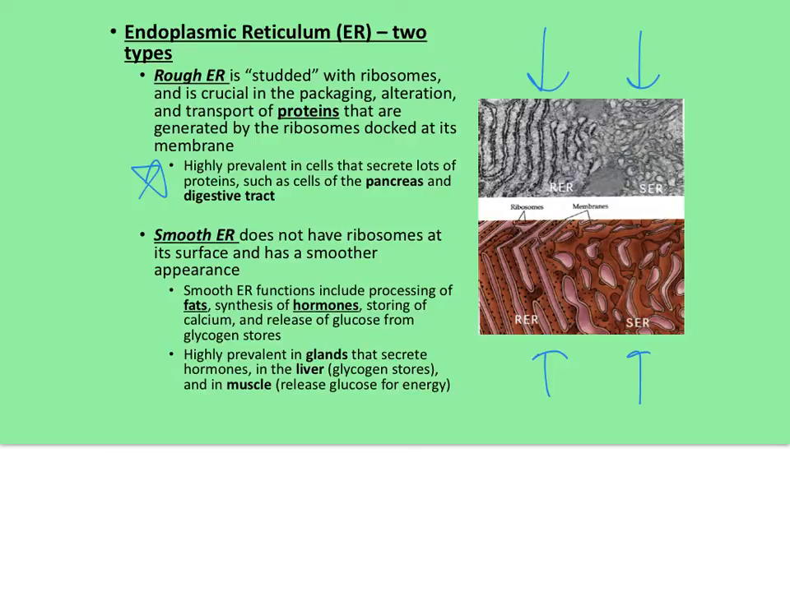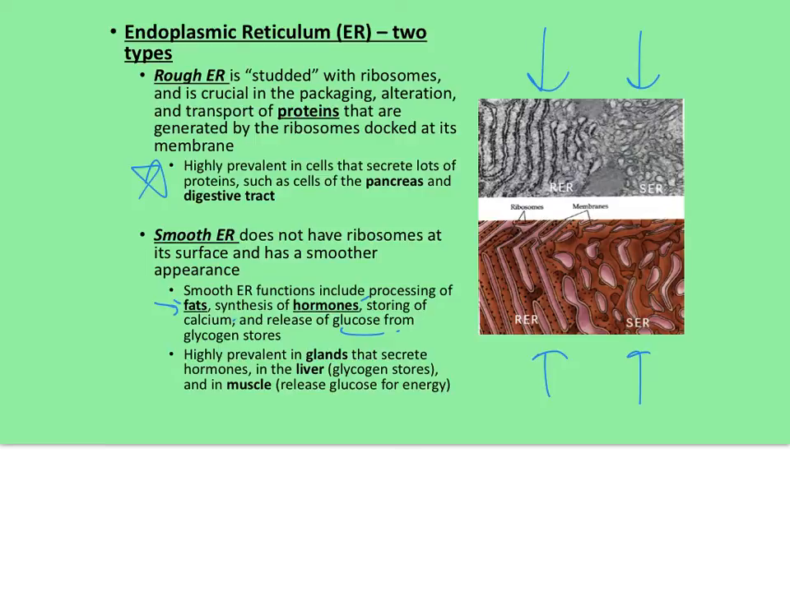Now the other type of ER is the smooth ER. As you might guess, it is smoother. It does not have these ribosomes stuck to it, so it has a smoother appearance. Now the smooth ER has lots of jobs, but the main thing is that it helps you process lipids or fats. It also helps you build hormones. Sometimes it stores calcium. Other times it releases glucose from areas like the liver and the muscles.